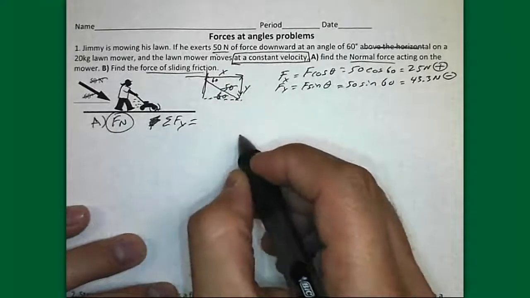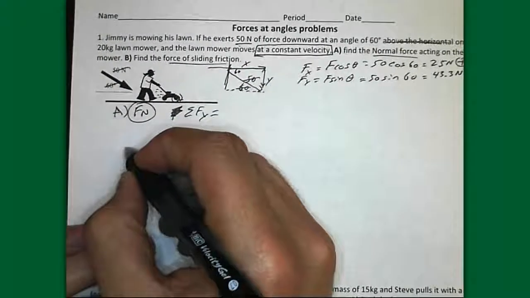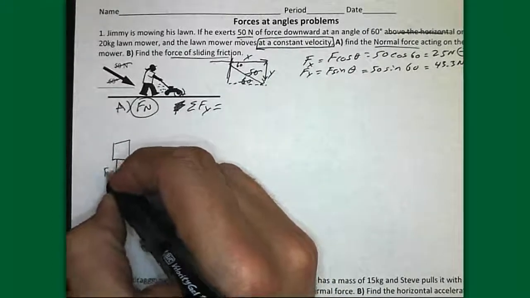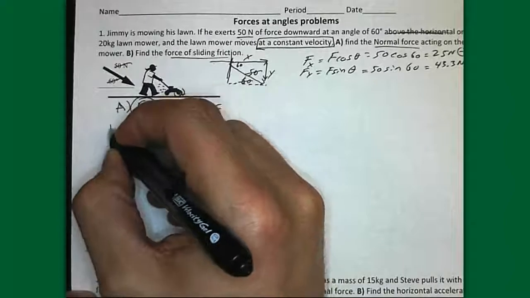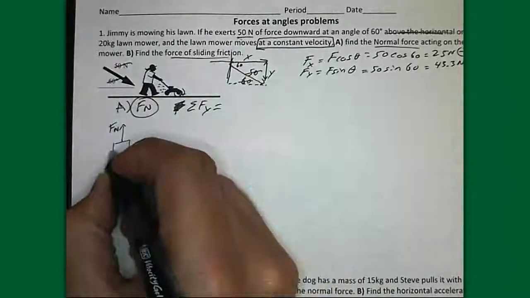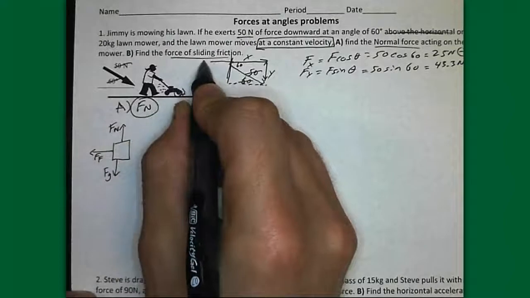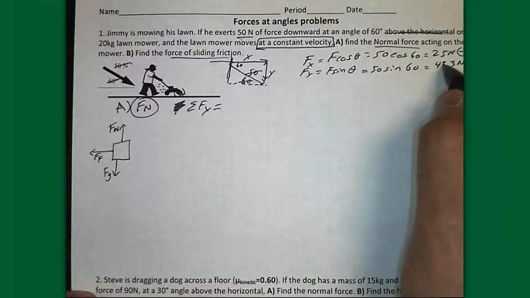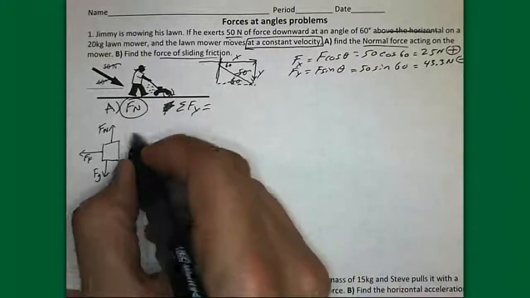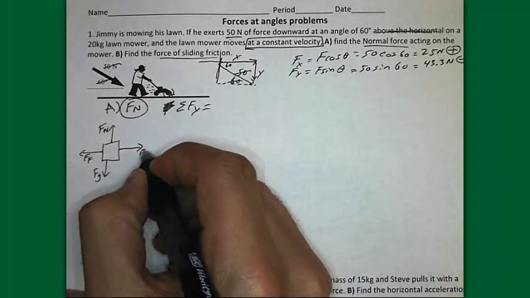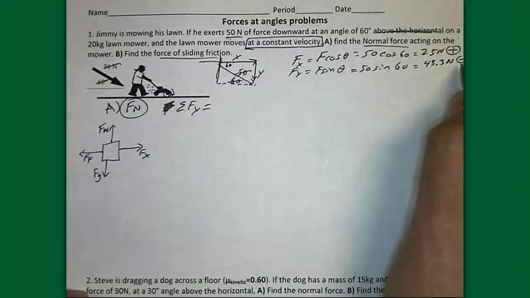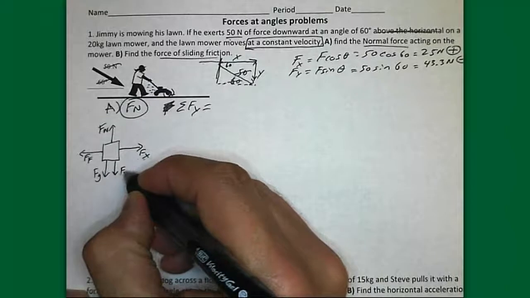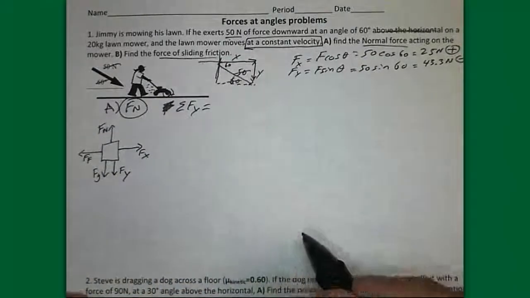Alright, so all the forces in the y, well, perhaps I should draw a free body diagram first. That would be a good idea, wouldn't it? I've got the force of gravity, the normal force, and I know I have a frictional force because they asked me to solve for it. And then I'll put my two x and y components over here. X is positive, going to the right, and y is negative, so it doesn't go up this time, it comes down. And there's our free body diagram.